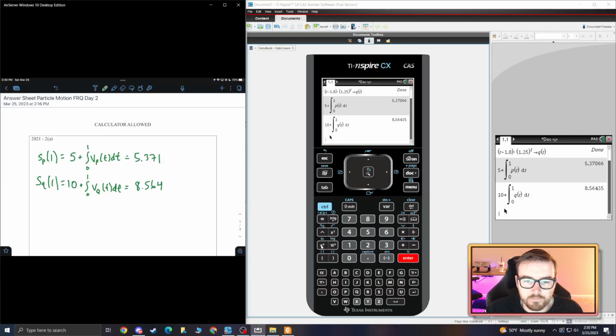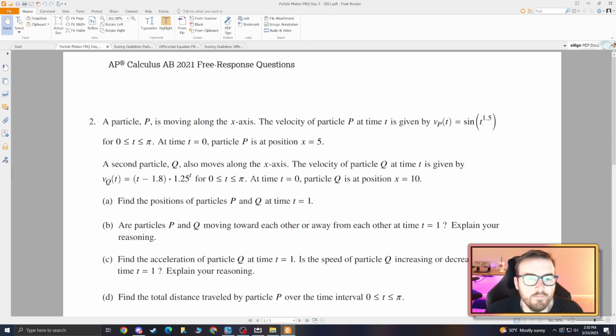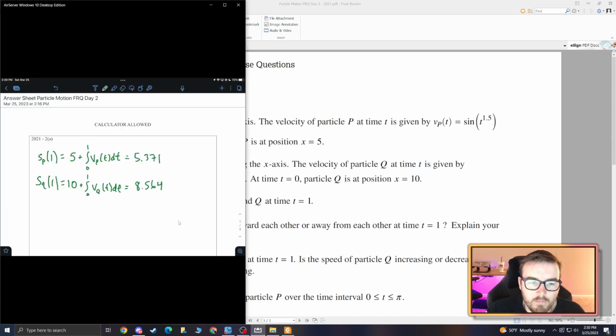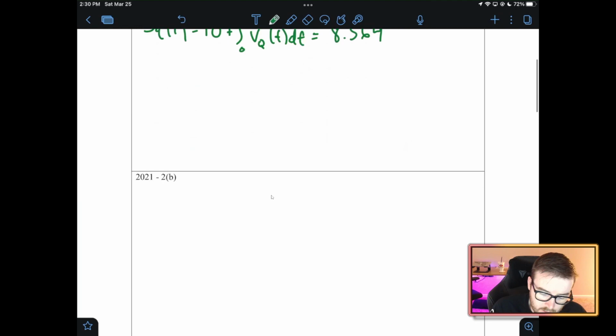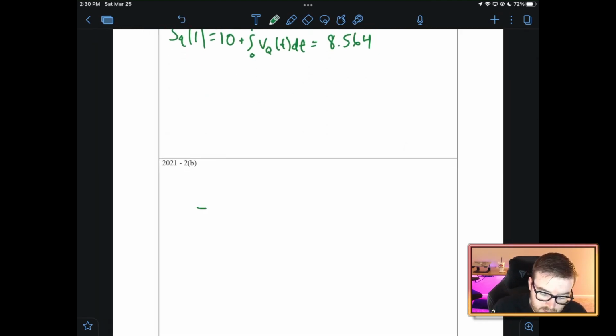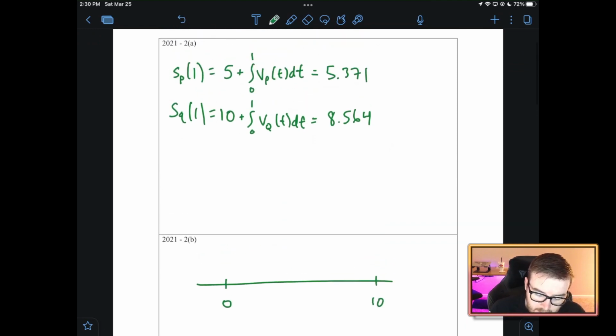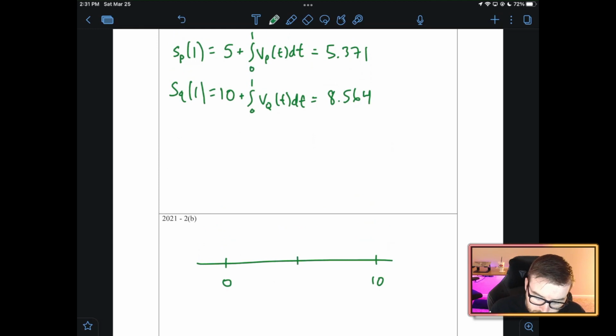So there are the two positions of the particles. Shall we continue? We shall. So are particles P and Q moving toward each other or away from each other at time t equals 1? Explain your reasoning. Okay, so let's maybe draw a picture to help ourselves. At t equals 1, it asks. So here's the x-axis. Here's 0. Here's 10. And here's about 5.371. This is particle P. And here's 8.564. This is particle Q.